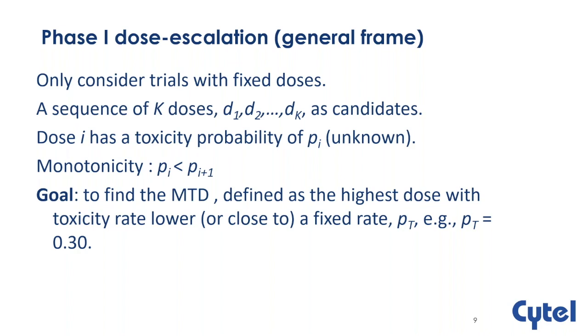Each one of them has an unknown probability of toxicity, p1 up to pk. The higher the dose level, the higher the probability of toxicity. This is the basic assumption that we're making. Our universal goal is to find the maximum tolerated dose, which is defined as the highest dose level that will have a toxicity rate which is close to but lower than a fixed rate.